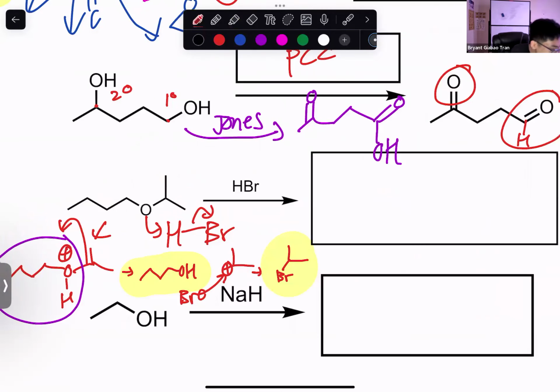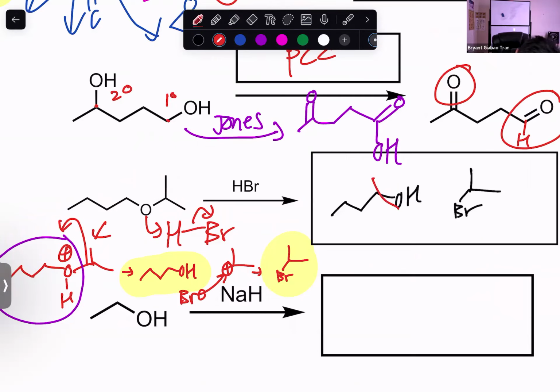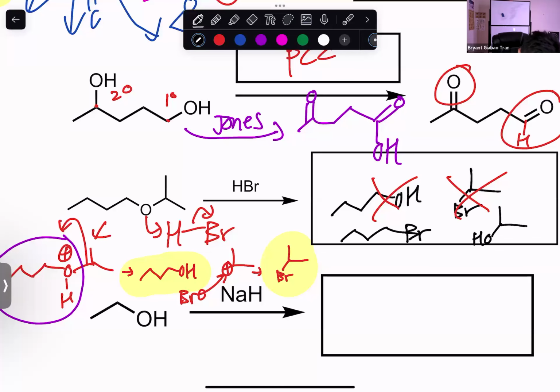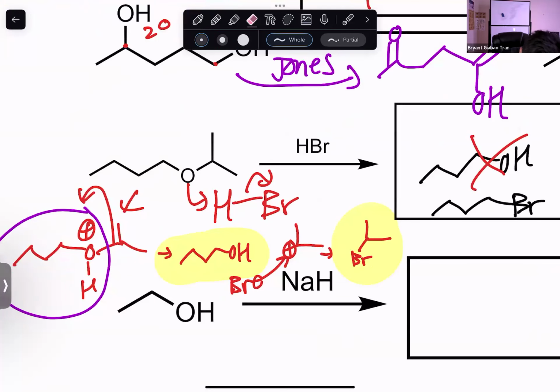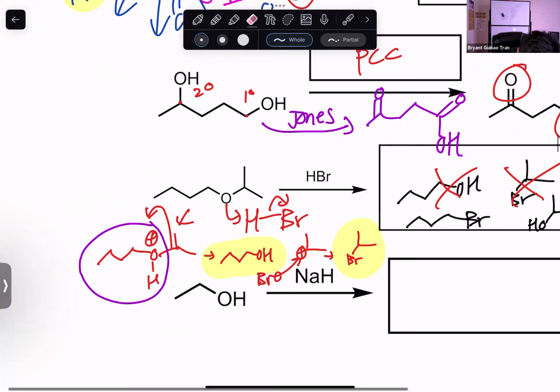So the answer here, let me double check. Is that right? Yep. Oh wait, it's the other way around. Wait, so it's not. Yeah, so it's not gonna be this. No. It is gonna be Br and OH. Okay, so the first step is right. We protonate the oxygen to get the O plus. Let's see what happens next.